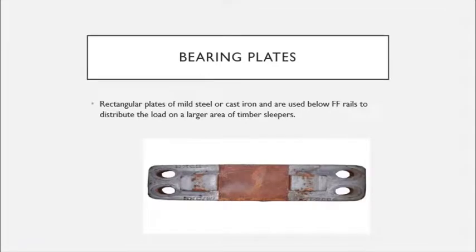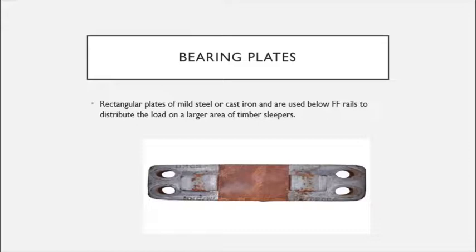And the last one is the bearing plate. Bearing plates are rectangular plates of mild steel or cast iron and are used below the flat-footed rails to distribute the load on a larger area of timber sleepers or concrete or metallic sleepers.